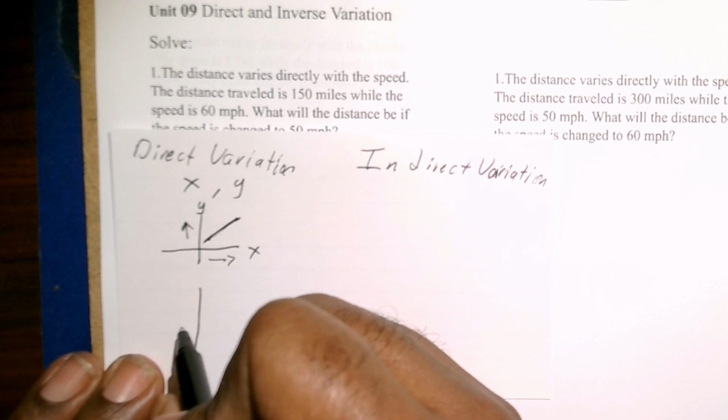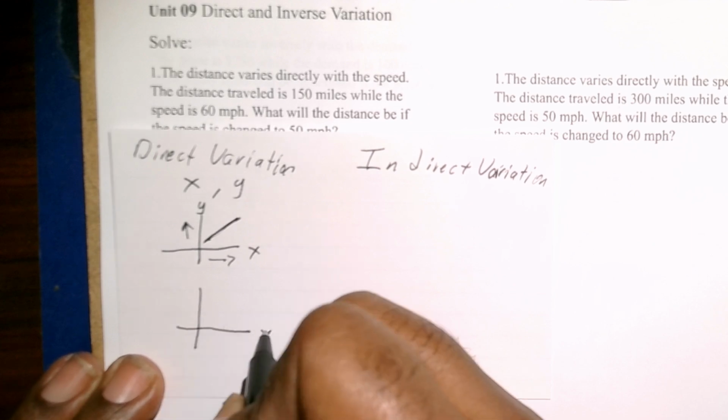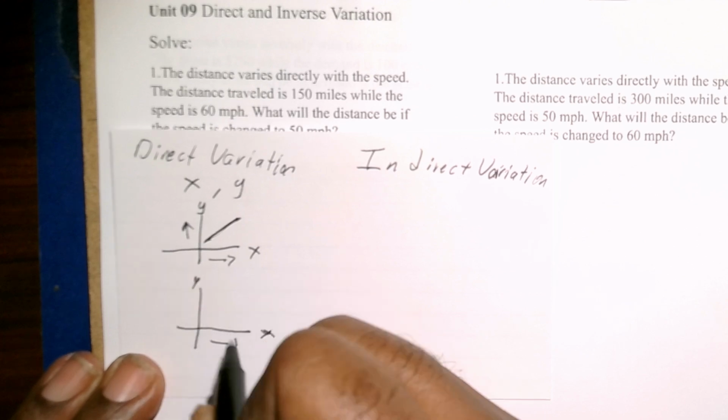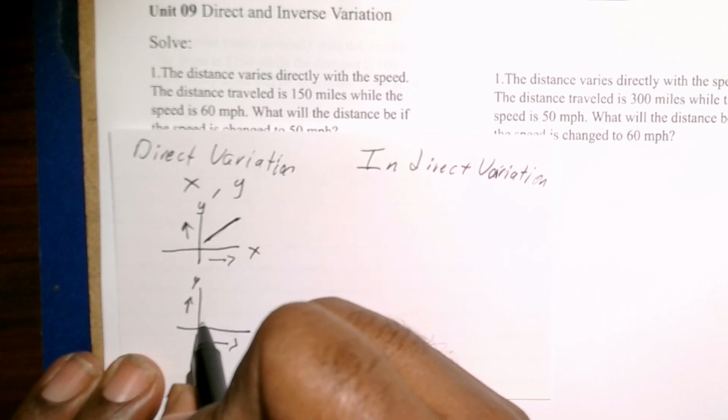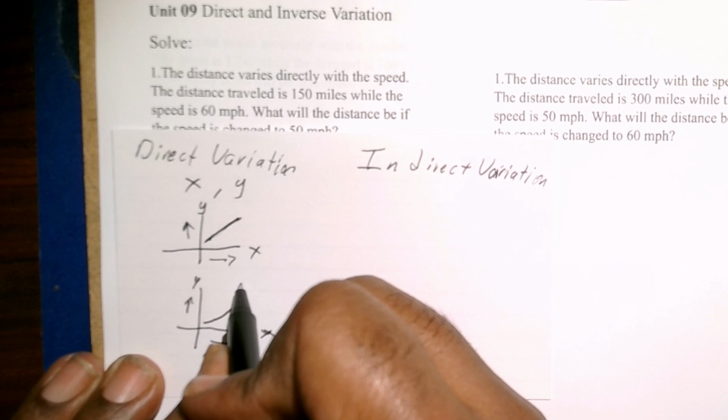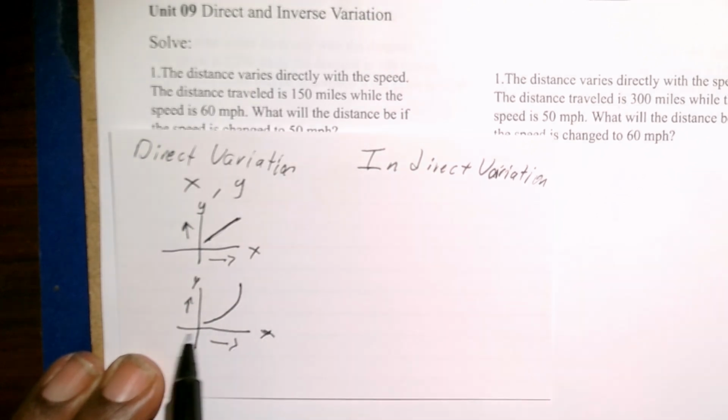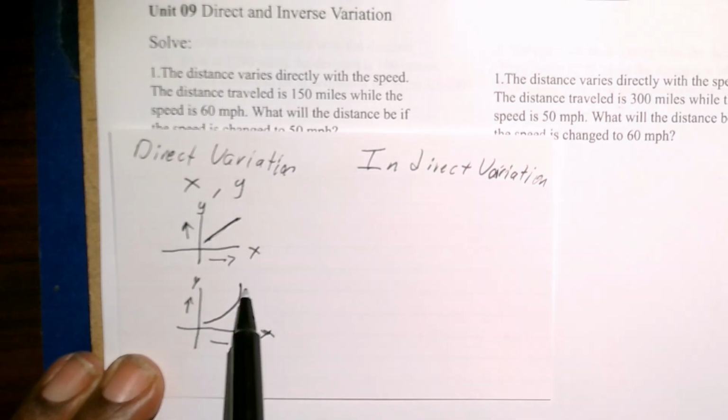Another example of x and y both increasing, as x increases, y increases, could be a nonlinear. Okay, this is another example of what you would see as x increases, y increases.